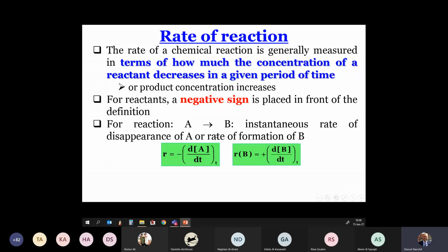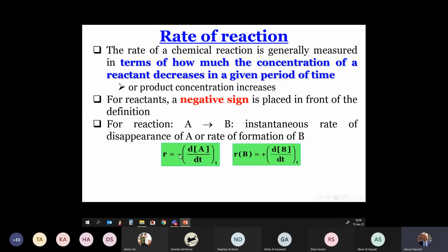For a reaction from A to B, the instantaneous rate of disappearance of A is given by the relation R equals minus the variation of the concentration per time, so minus dA divided by dt at time t, and the rate of formation of product B is given by Rb at time t equals plus dB over dt. The rate can be defined by the variation of the number of moles per time. But in solution, since the volume is constant, we prefer to use the variation of the concentration per time.